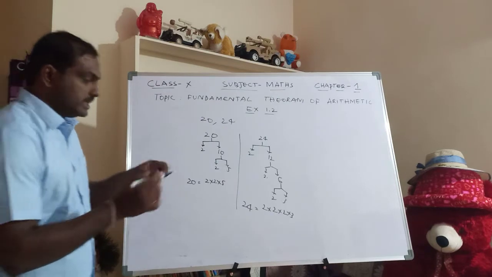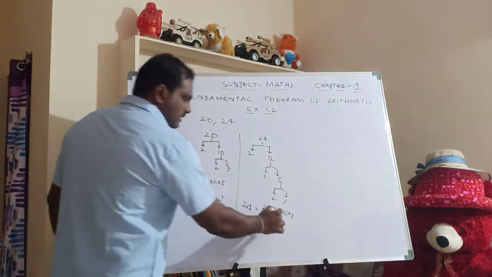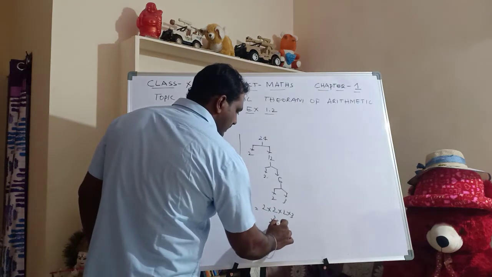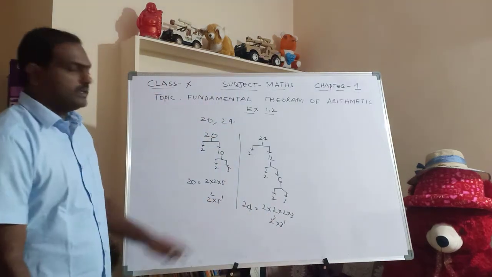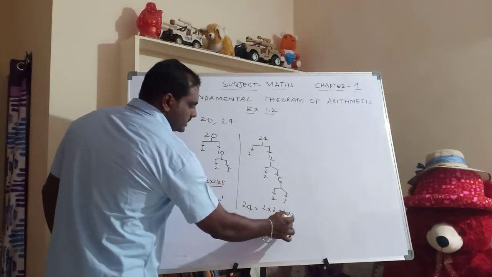Okay. So yesterday what did I do? I wrote 2 power 2 into 5 power 1, and this is 2 power 3 into 3 power 1. If you write these powers, some students are getting confused. So I will tell you one more, a simple, shortest method.